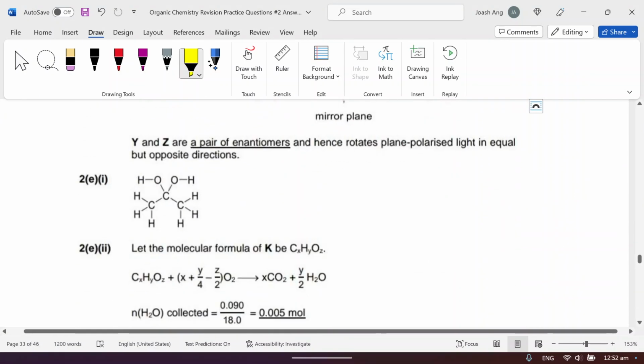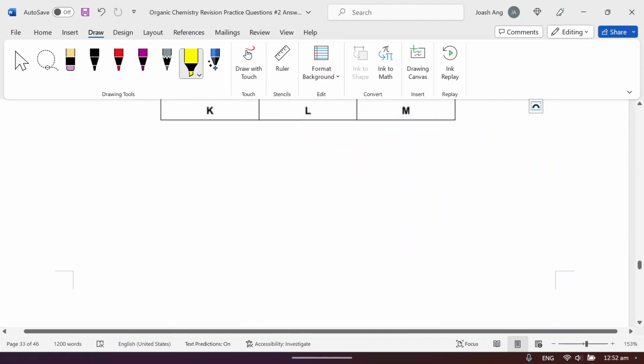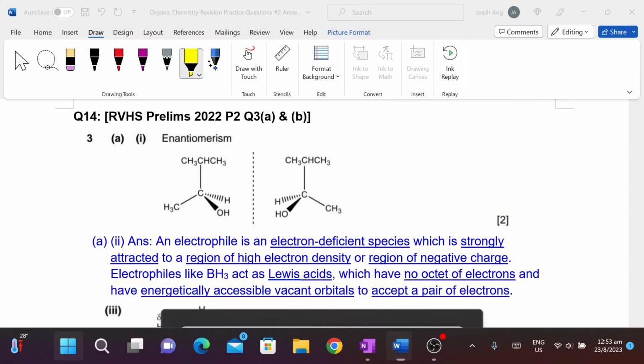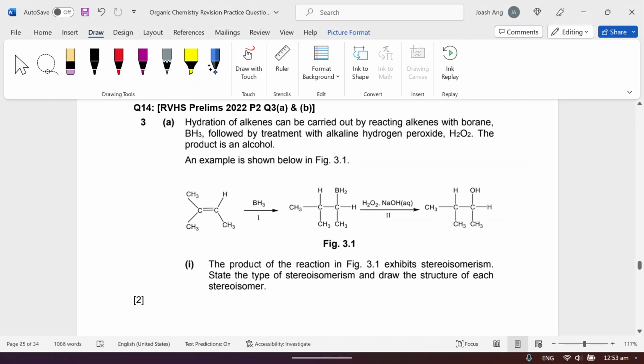Alright, the next question we can look at is the RVHS paper. This is for alkenes. The hydration of alkenes can be carried out by reacting alkenes with borane, which is BH3, with treatment with alkaline H2O2. The product is an alcohol.